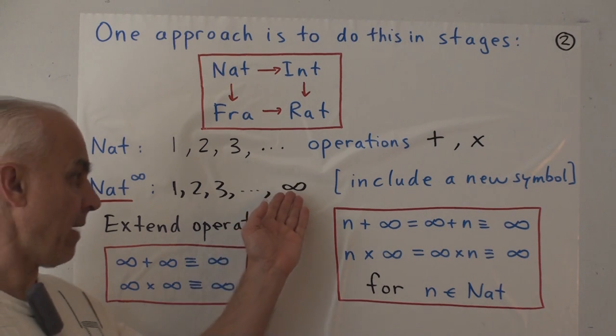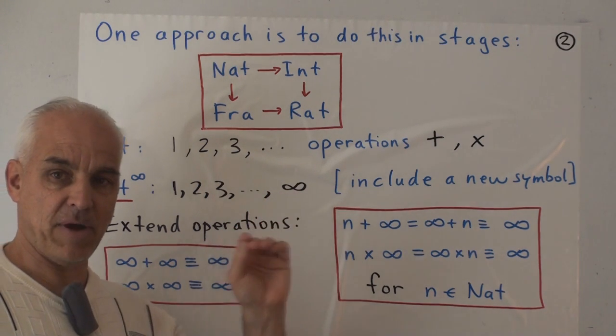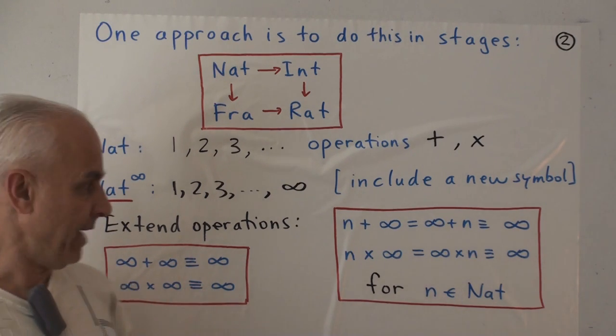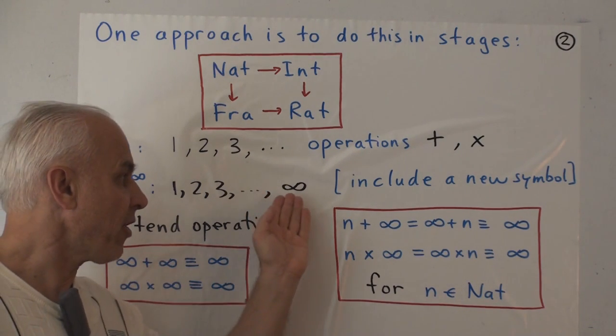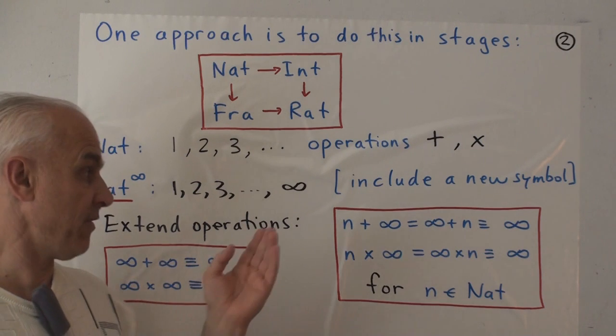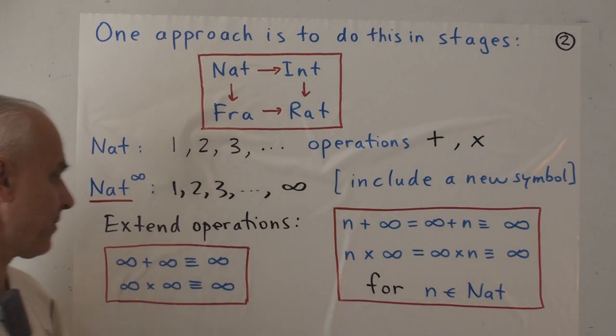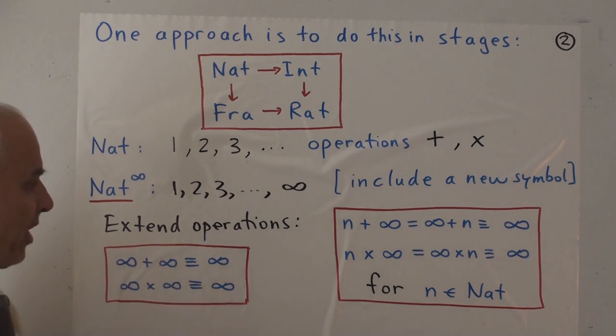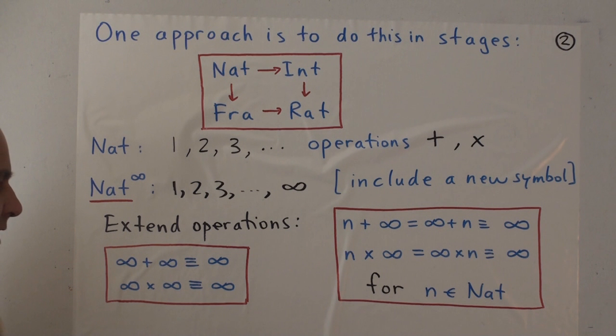And I emphasize again that this is nothing but a symbol, a typographical object, and it has no prior meaning, even though we give it the term infinity. That's only for really historical reasons. So the question is, how can we extend the operations? And it's pretty clear what to do.